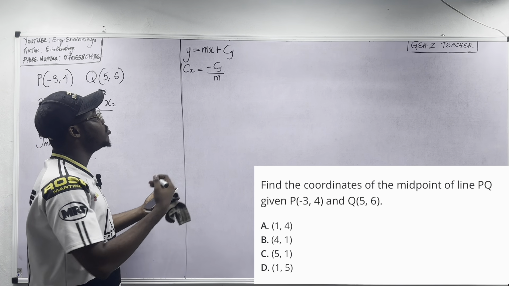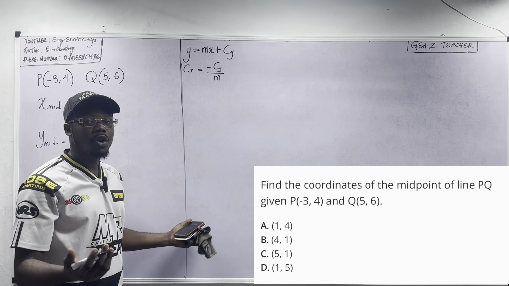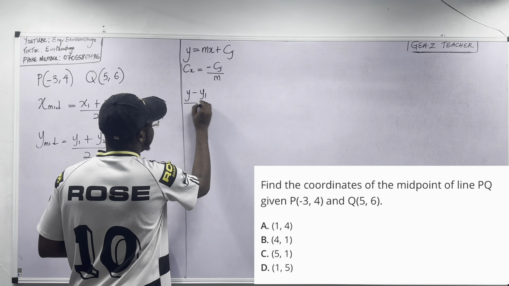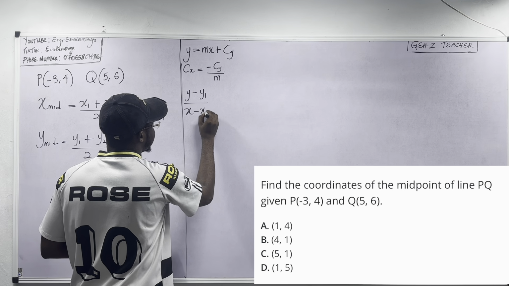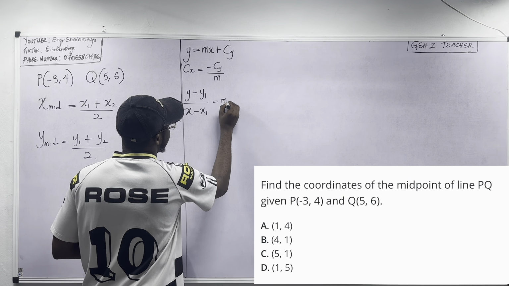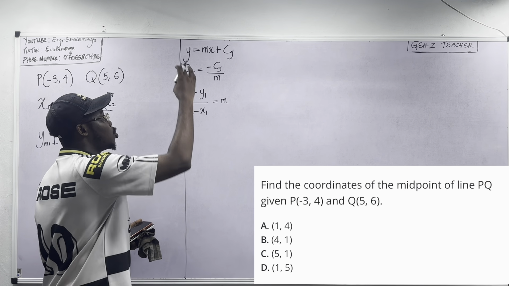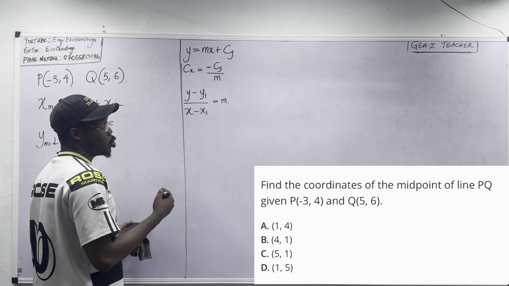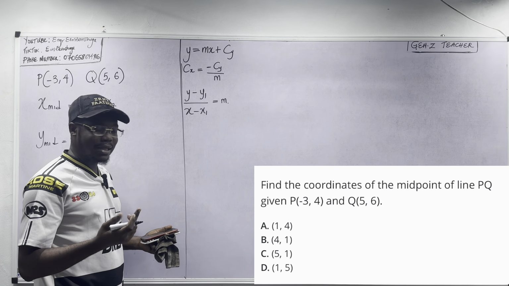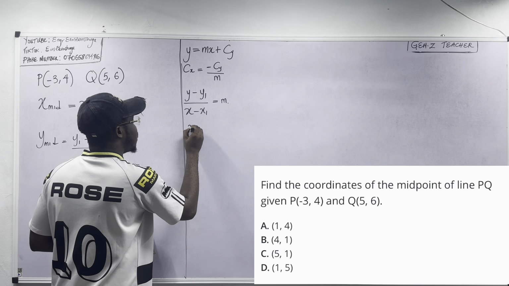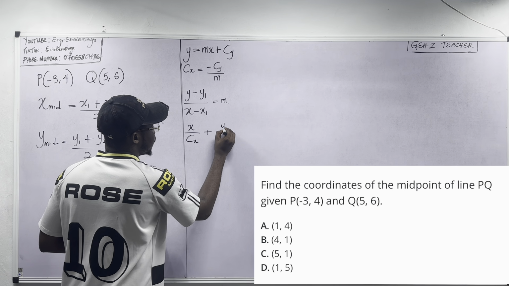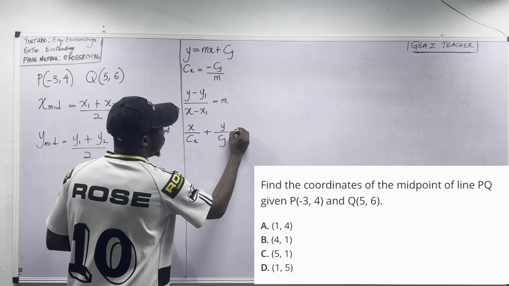Now, how do we form this line when you are given coordinates? You want to say y minus y1 divided by x minus x1 all equal to m. So this helps to form the equation of the straight line. The straight line equation can also be expressed in terms of the intercept. We can have x over cx plus y over cy all equals 1.